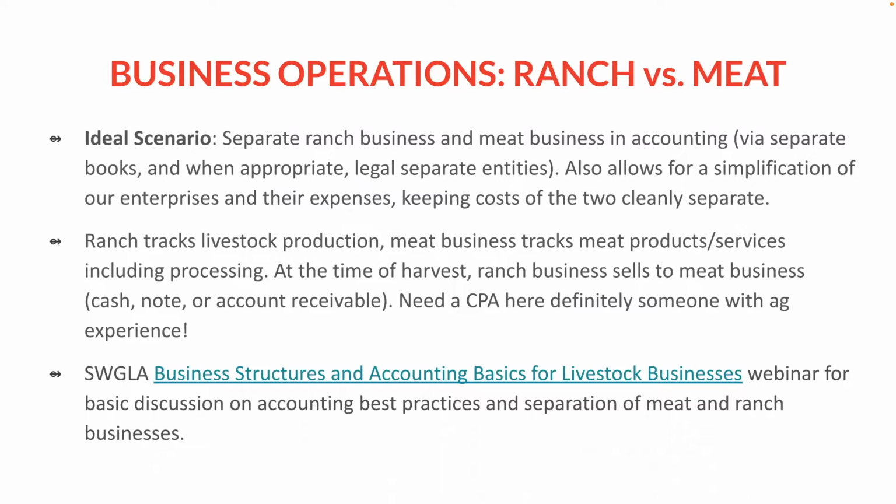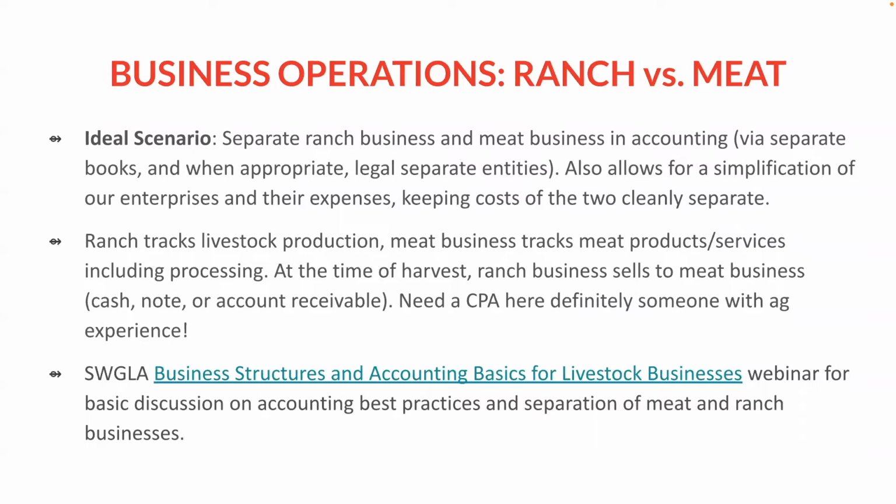So the ranch tracks your livestock production, and the meat side tracks all of the meat-based products and services that happen, including your processing fees. Now, what happens is at the time of harvest, the ranch business sells the carcass to the meat business, or the live animal. Usually it happens at the time of slaughter. And most often the meat business picks up the cost of the slaughter as part of the processing.